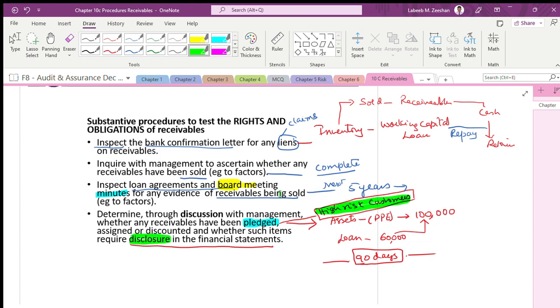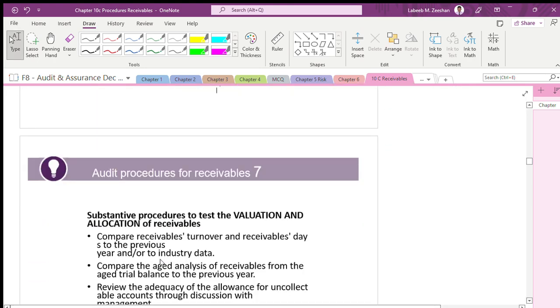We use the word junk at the last stage. Junk bonds are the last stage, high risk bonds. Fine. This is where we have to work it out with the receivables. Next.